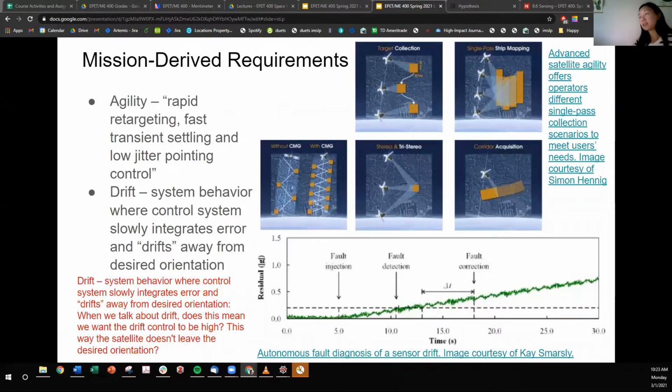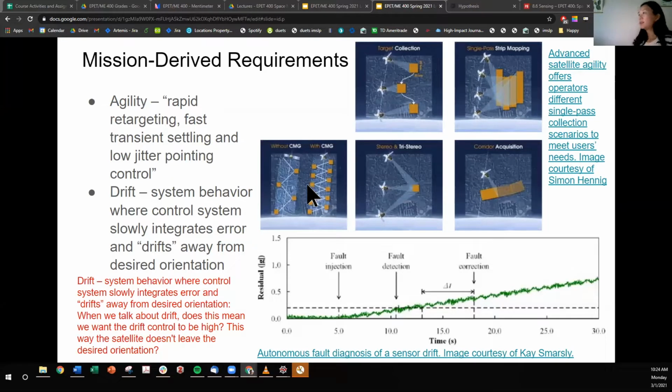Other mission-derived requirements could be agility, which is your ability to move quickly, which includes rapid retargeting, fast and transient settling, and low jitter pointing control. So one way to demonstrate it is this picture of a system without a control moment gyroscope, which is a highly agile actuator. You'll see the satellite can point at this target and over time along this track, this target, and on and on. But with a control moment gyroscope, you can point at many different targets because you can slew much faster.